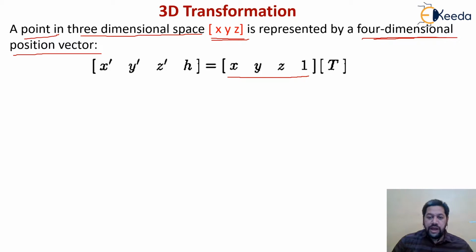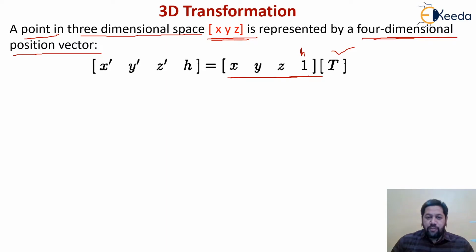The 1 is the factor called h, which is used for the homogeneous coordinate system. So my original point in 3D, x y z, is now represented as x y z and 1. This is my original object. Now suppose I want to multiply my original object with the transformation matrix. So this is my 3D transformation matrix.